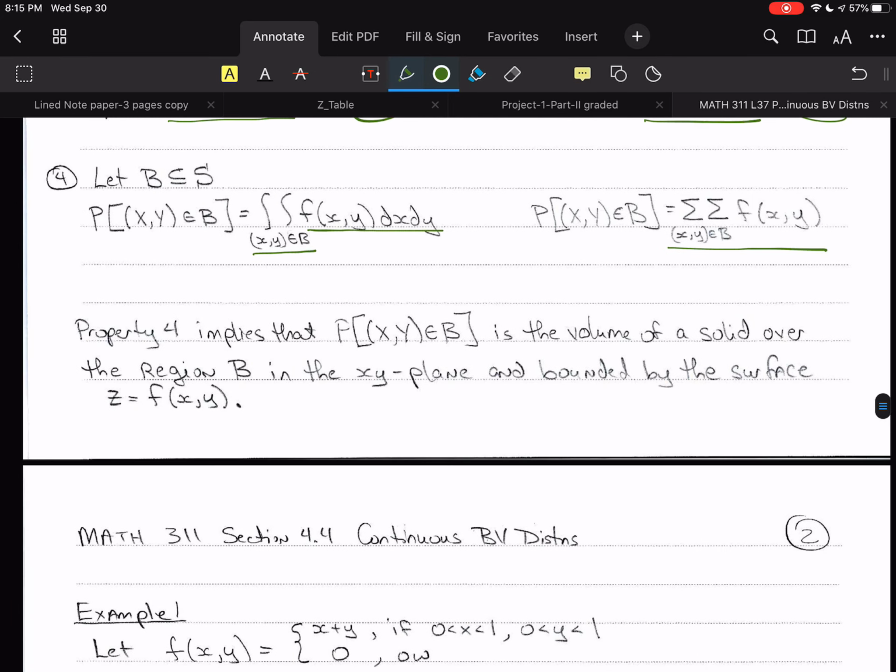So property number 4 here implies that the probability that (x, y) is in B is the volume of a solid over the region B in the xy plane, and it's bounded by the surface z equals f of x, y. This is an important concept, especially with some of the homework problems in this section. To get them, you have to be aware that you're in the third dimension for z. You're calculating a volume of the solid over that region B, which is the joint range of x and y that you need to find.